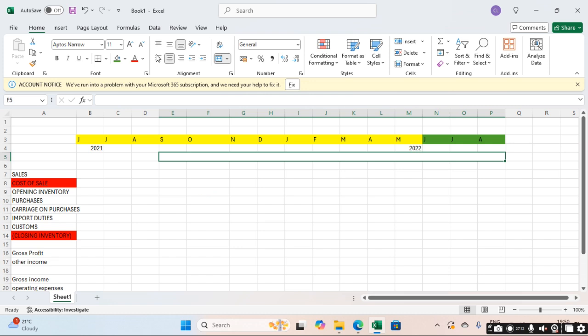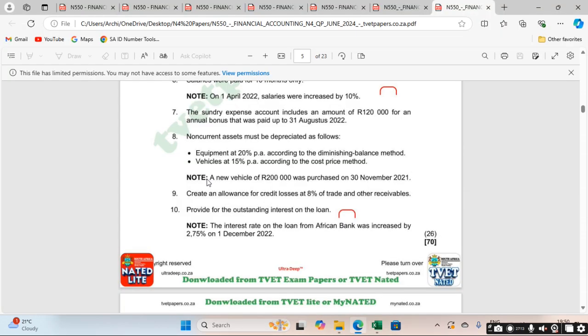So what are they saying on this question page concerning our depreciation? They say non-current assets must be depreciated as follows: equipment 20% per annum according to the diminishing balance method. Diminishing balance method means cost minus accumulated depreciation. And then vehicle 15% per annum according to the cost price method, meaning 15% multiplied by your cost price. Note, a new vehicle of 200 was purchased on 30 November 2021.